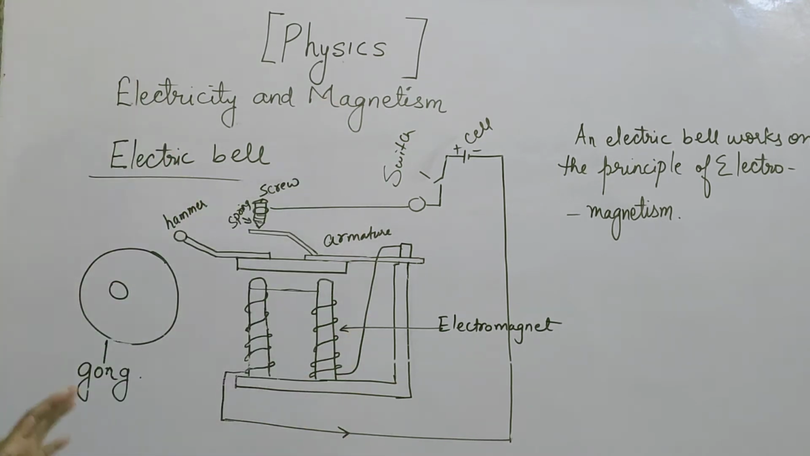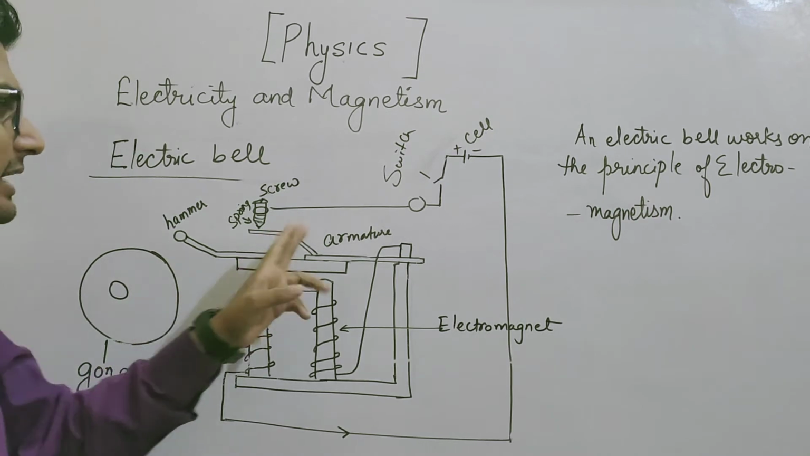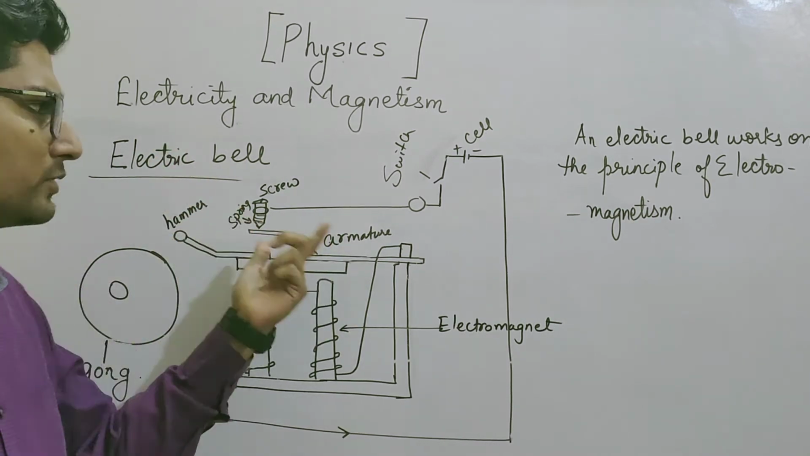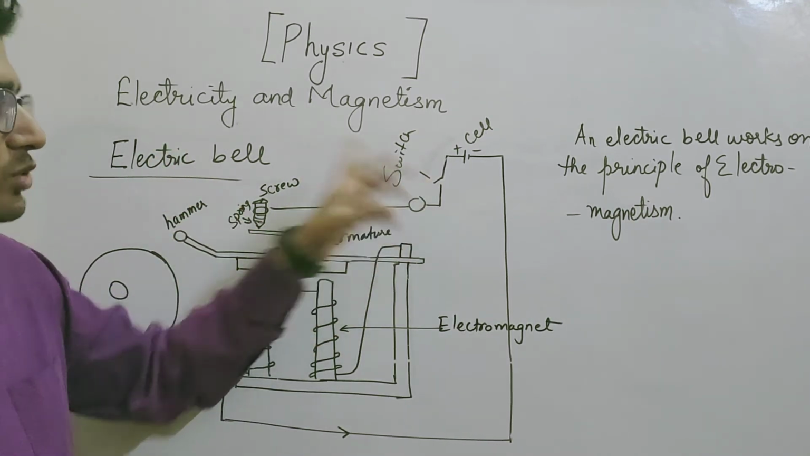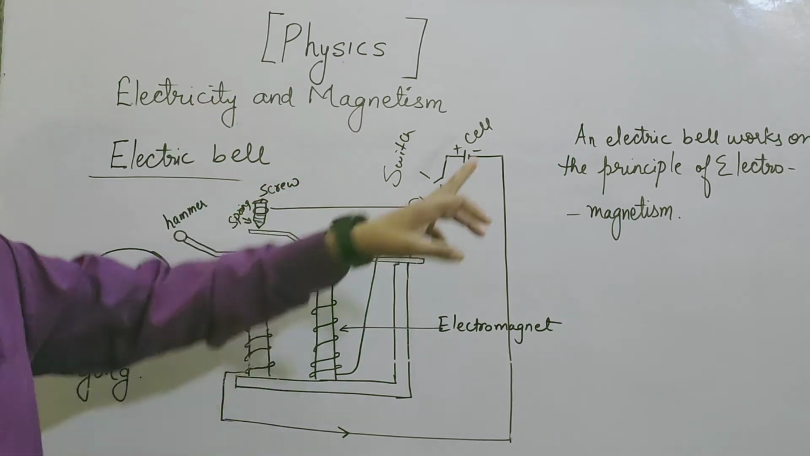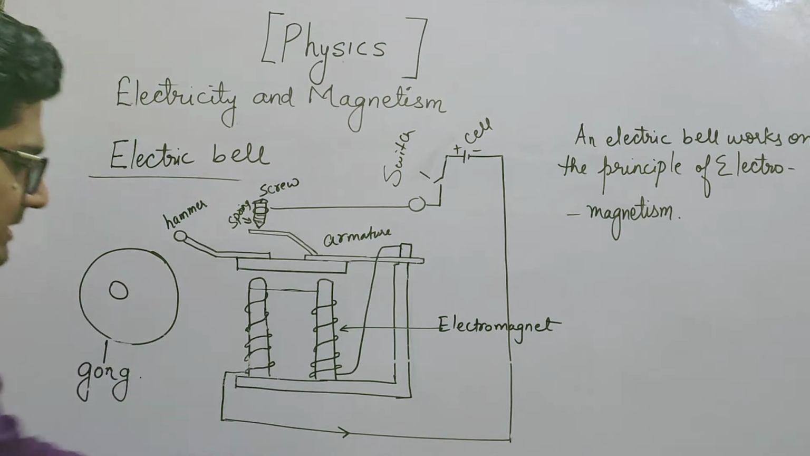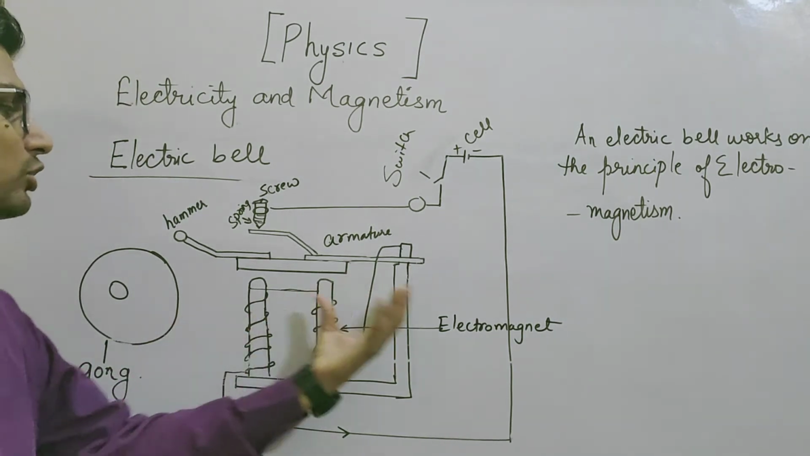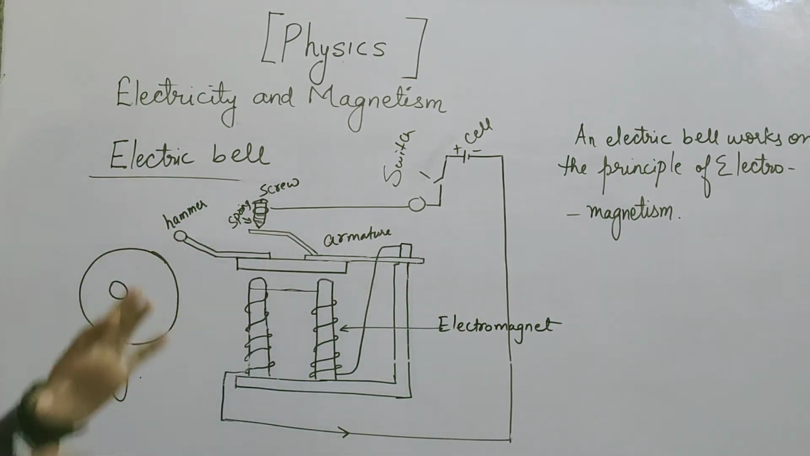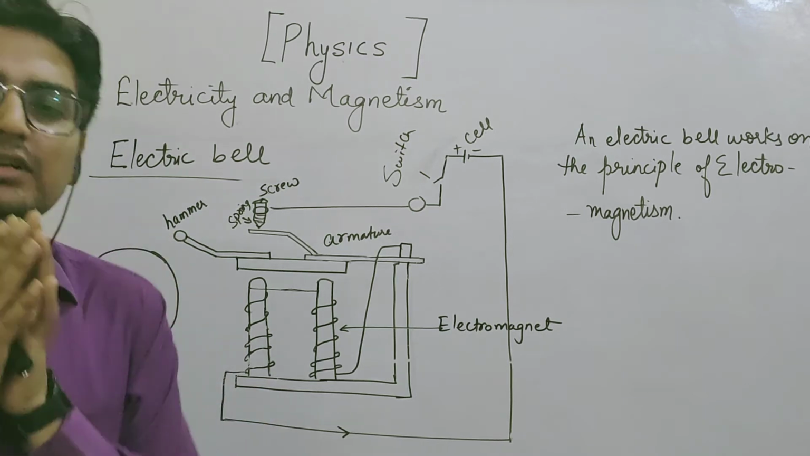So the parts of the electric bell: gong is there, hammer is there, spring is there, adjustable screw is there, armature is there which is made of soft iron. It consists of a switch also to control the flow of current. It consists of a cell, the source of current, then the wire is there, then the U-shaped electromagnet is there. So these are the parts of this electric bell.